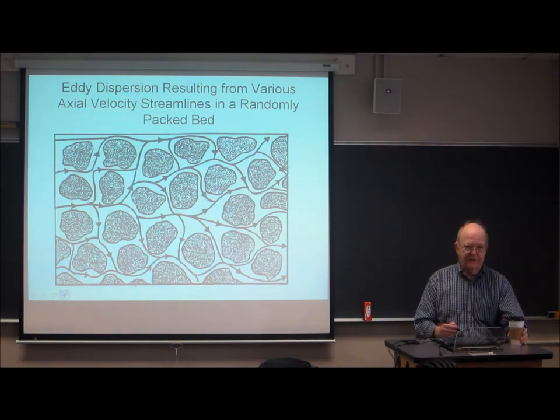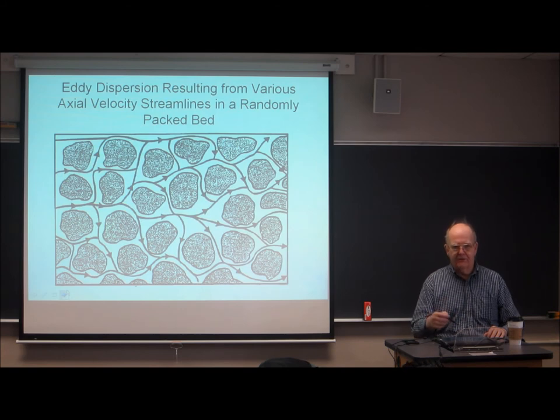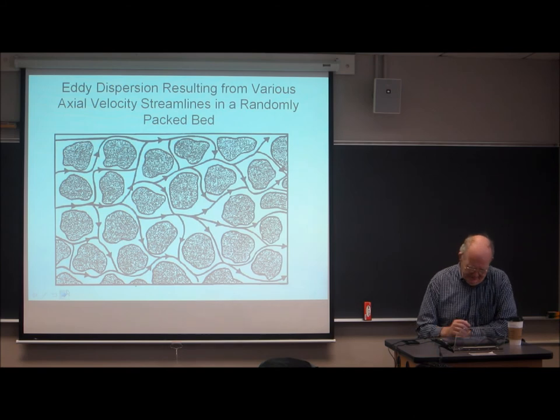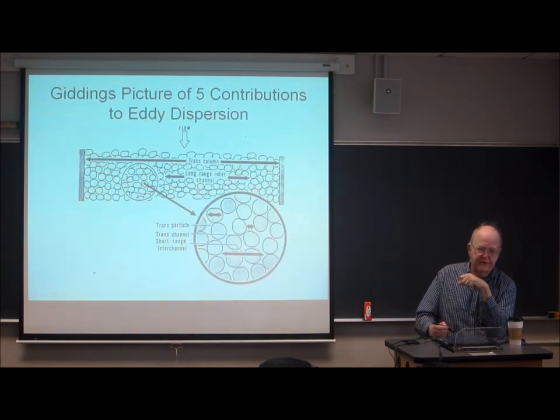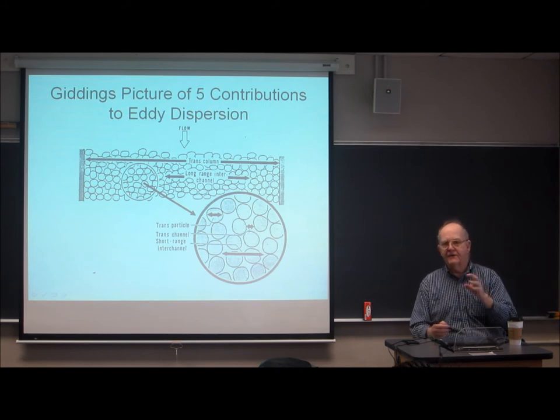So just to remind you again, this is the mess that we're trying to deal with. We're trying to predict the dispersion caused by the flow of the mobile phase over the bed of particles randomly packed in some kind of tube. And I showed this picture when we were talking about the random walk model, and Giddings says that there are five different kinds of velocity heterogeneities in a packed bed.